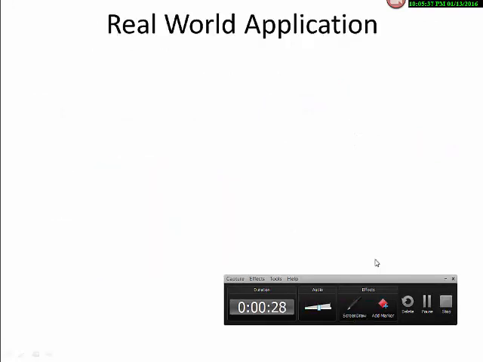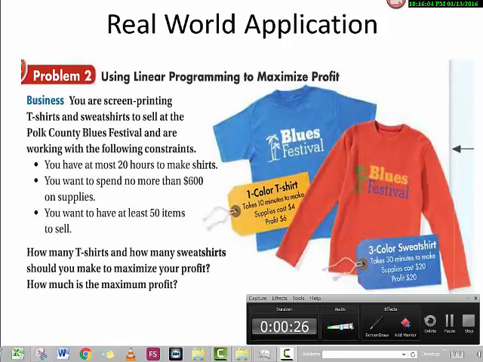The biggest challenge in linear programming is the real-world application, because in this case you have to set up your own constraints and find your own objective function and follow the process that I just showed you in the last couple PowerPoint slides. So here's a real-world example for you. You're asked to produce some t-shirts and sweatshirts to sell to make some money. So of course your goal, your target, is to maximize your profit. But you cannot just produce as many t-shirts or sweatshirts as you want, because there are constraints.